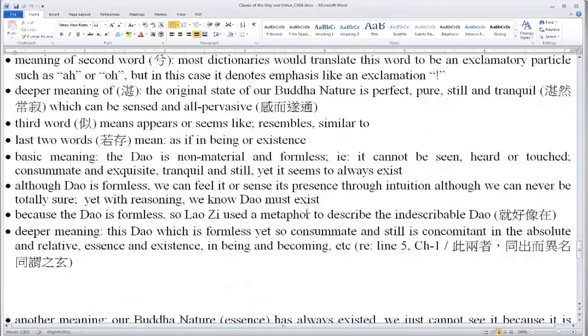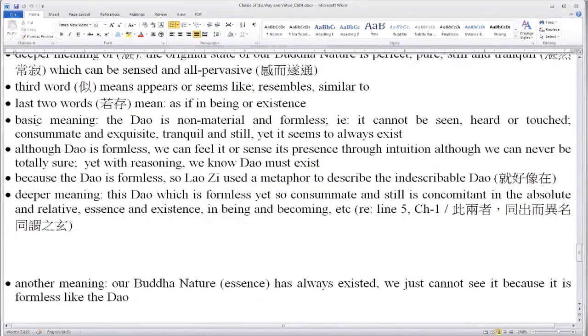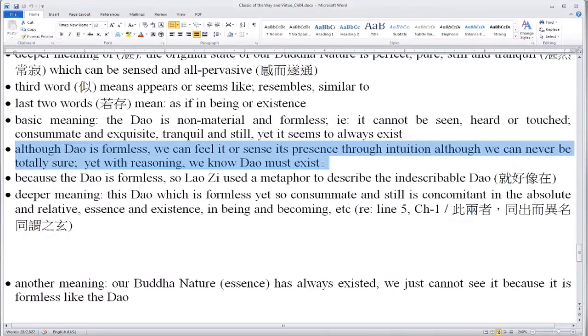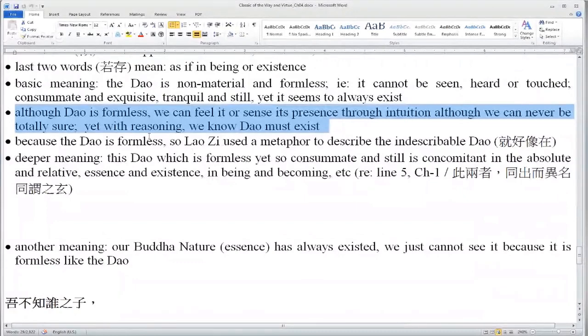I just want to say, remember the basic meaning is this: it's non-material, intangible, formless. It's like in the background, right? It's quiet, it's silent, but yet it always exists. But even though it may be formless, you can still sense it. We can intuit it, but we're not totally sure.